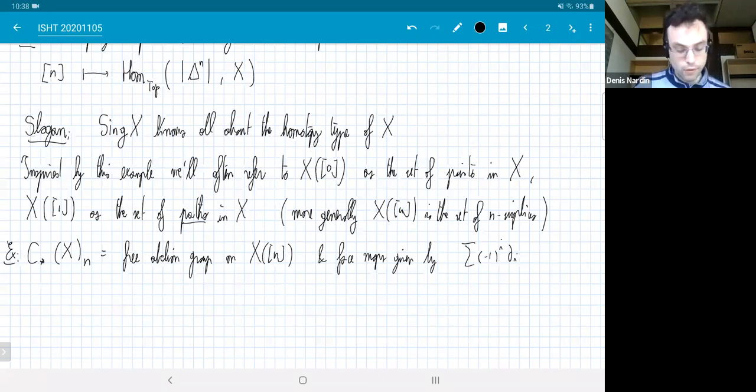But let me give you some more examples of simplicial sets before we move on. Or should I give the geometric realization first? No, let me give more examples first.